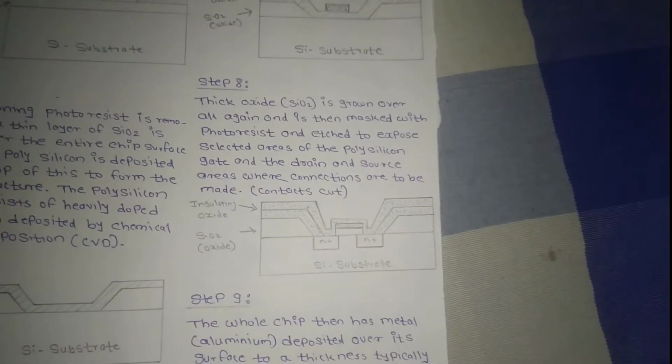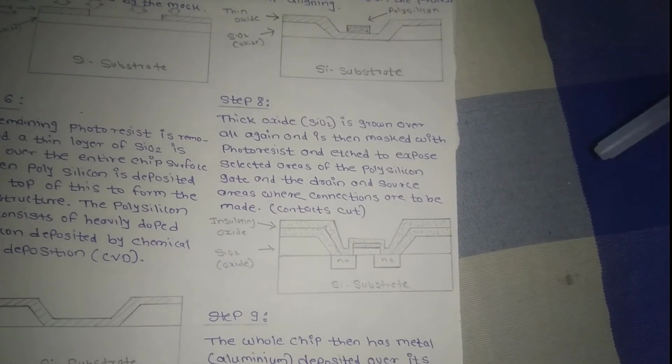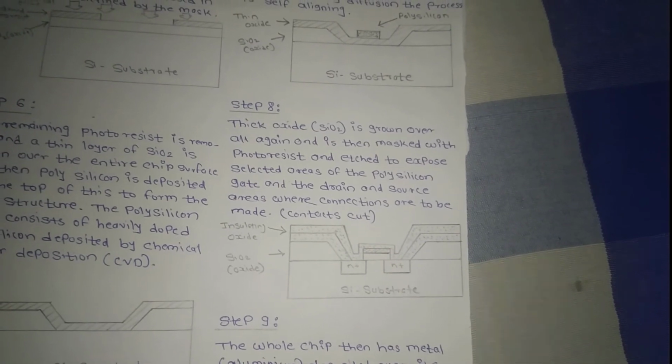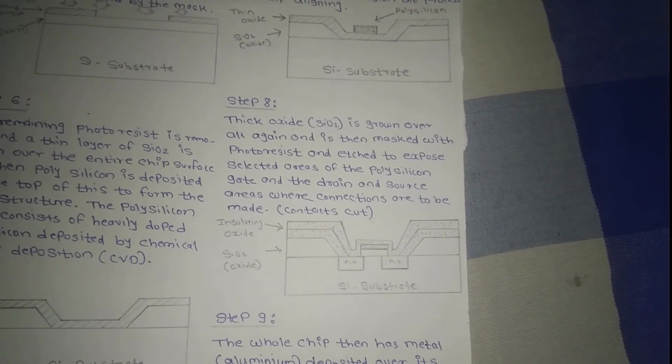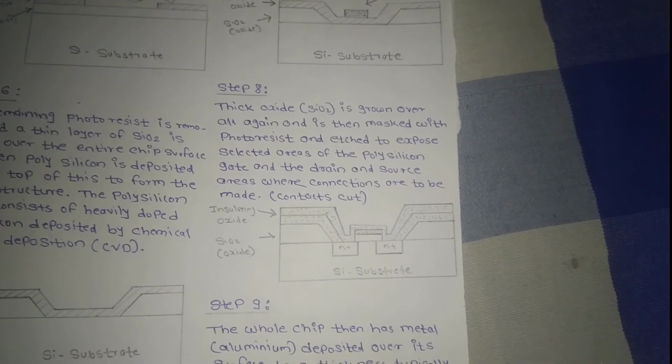And in step 8, thick oxide SiO2 is grown all over again and is then masked with photoresist and etched to expose selected areas of the polysilicon gate and the drain and source areas where connections are to be made.